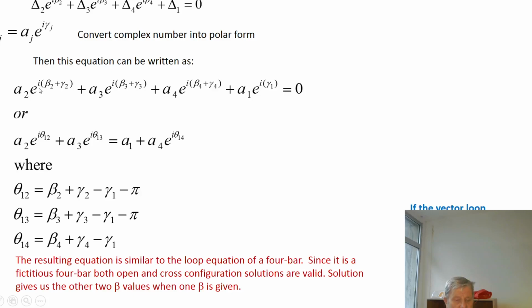Now, instead, what I will do is I will take A1 and A4 on the other side. First of all, it will be minus A1 e to the i gamma 1, minus A4 e to the i (beta 4 plus gamma 4). But I will add pi first, so as to get rid of this minus sign: A1 e to the i (gamma 1 plus pi), A4 e to the i (beta 4 plus gamma 4 plus pi), correct?